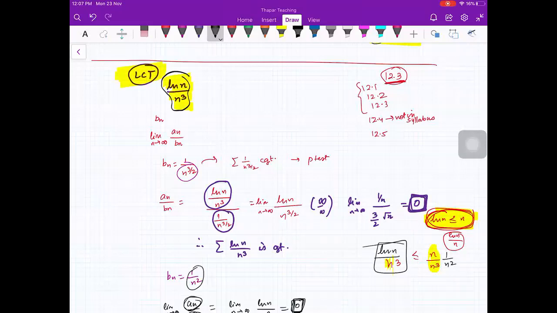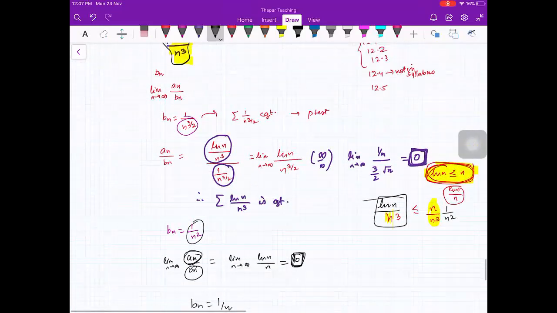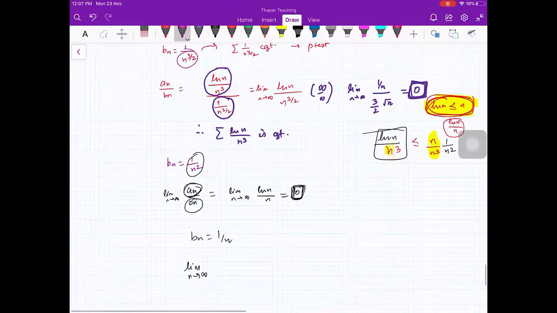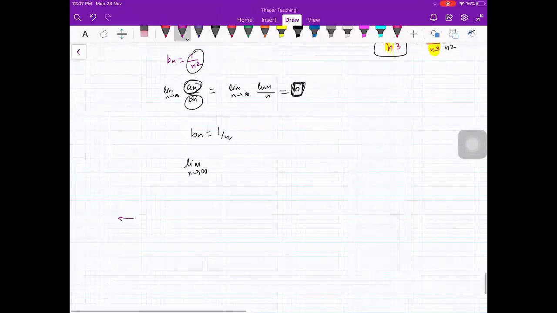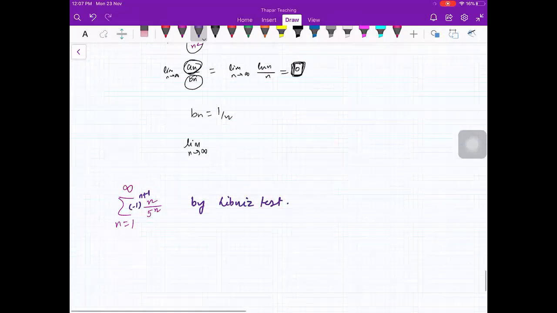Okay, anything else? No, ma'am. Okay, ma'am, I wanted to ask. Yes, beta, please. Summation n from 1 to infinity of n upon 5 raised to power n. Yes. So you have to check the convergence by Leibniz test. But by Leibniz test, this is not an alternating series. Is it minus 1 raised to power n plus 1 also? Yeah, this was the problem. Yes, ma'am, that also.